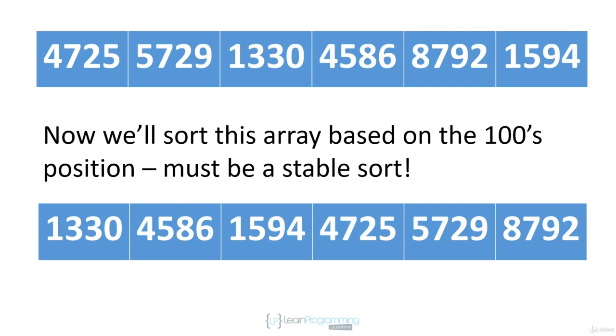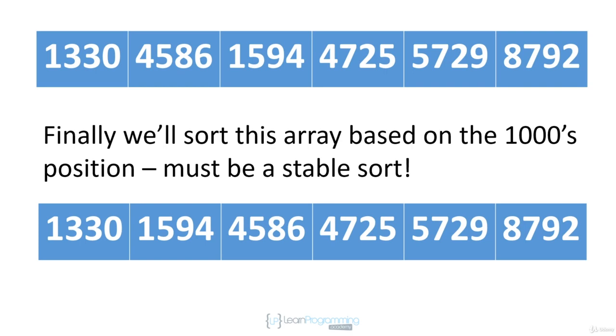And then the final step is we sort based on the thousands position. And so 1330 has a 1, 1594 has a 1, 4586 and 4725 both have 4's, and then there's 5729 and 8792, and we have sorted our array. Now once again, this had to be a stable sort, and so 1330 had to come before 1594. 4586 had to come before 4725.